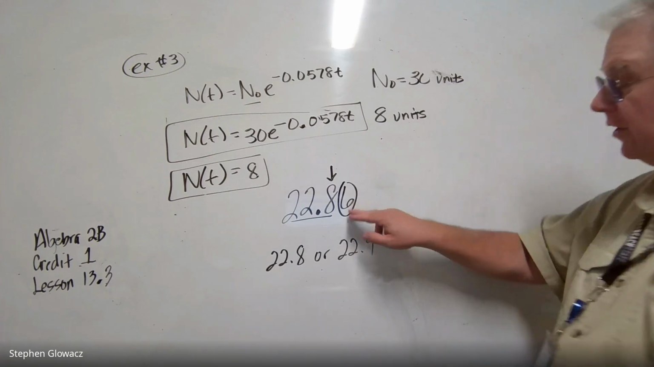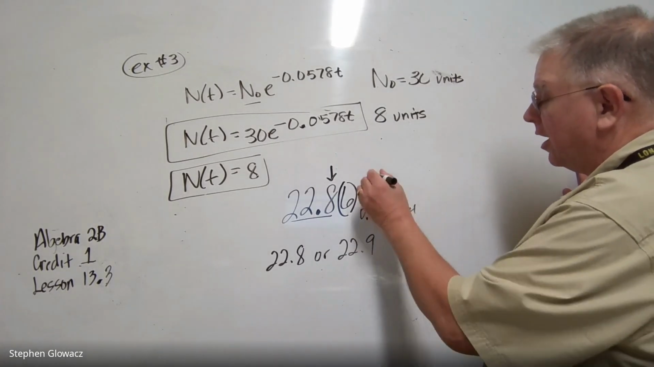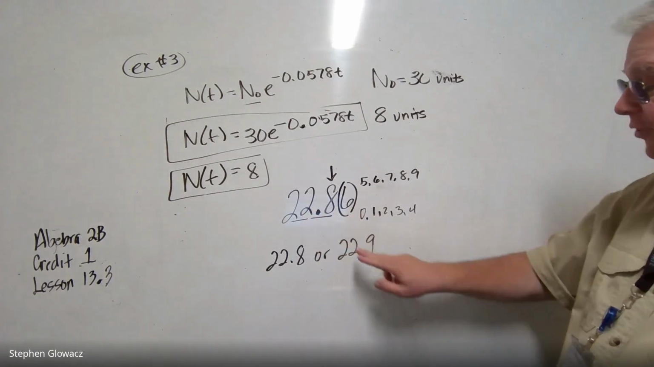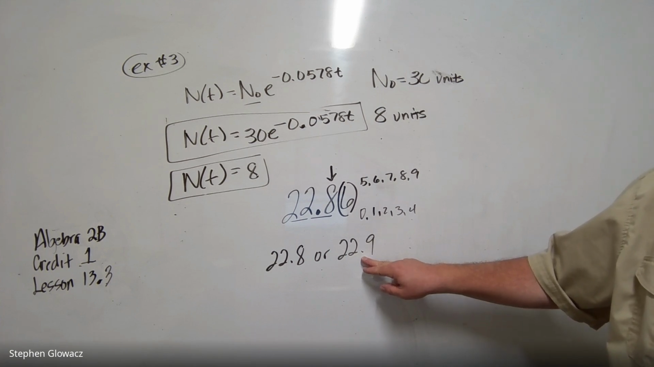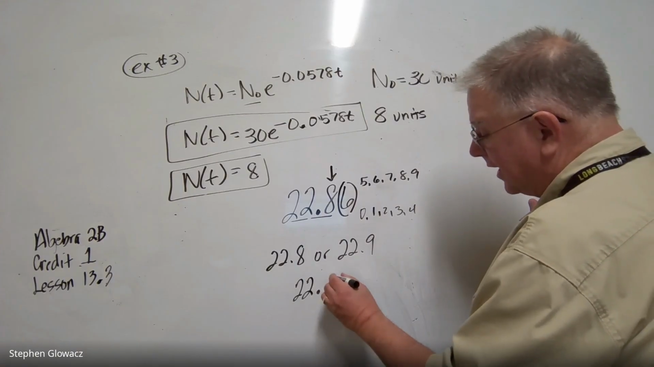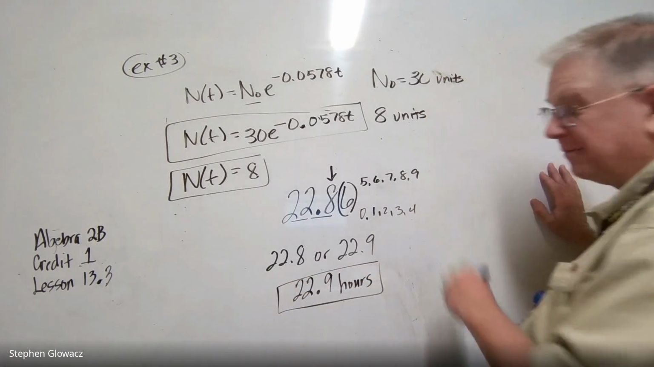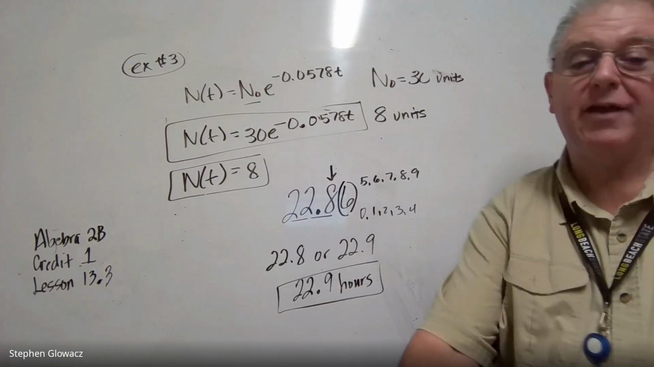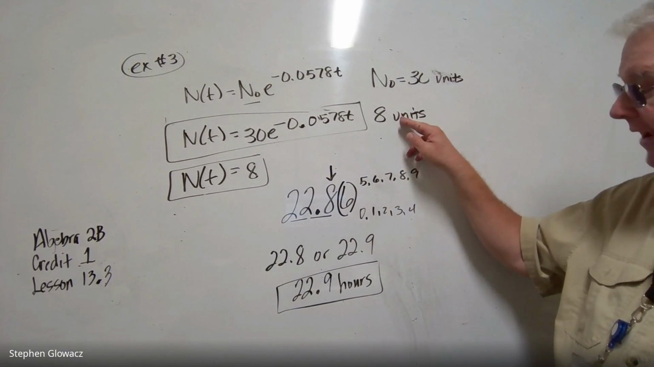Well, we look to the next number, that's a 6. Remember, our stay numbers are 0, 1, 2, 3, and 4. Our go up numbers are 5, 6, 7, 8, and 9. So because 6 is a go up number, we're going to go up to 22.9. So our answer is 22.9. Now this was, I think in your packet, in hours. So we'll just use hours here since this is kind of a made up example. So 22.9 hours it would take for that 30 unit dose to decay down to 8 units.